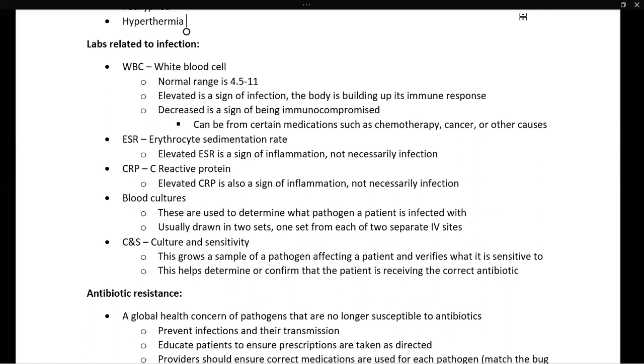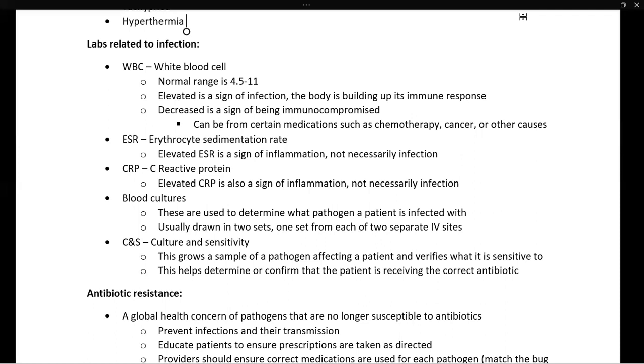When we do have a patient with a suspected infection, specifically one that is systemic, we may assess blood cultures. Blood cultures are 2 jars that we draw blood into, and we use this to determine what pathogen this patient is infected with. A nursing point to note, most commonly, blood cultures are drawn in 2 sets. When it's done in 2 sets, we draw one from one IV site and one from another IV site, if possible. If we only have one IV site, then that cannot be done.